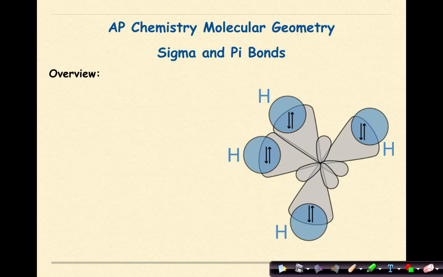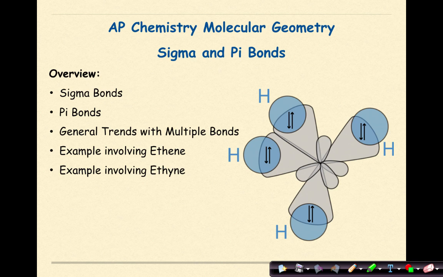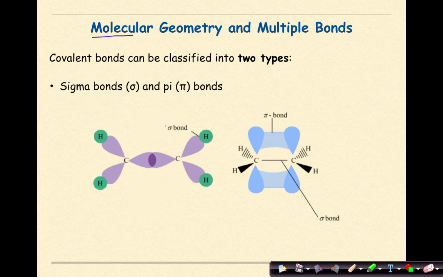AP Chemistry, Molecular Geometry, sigma and pi bonds. Specifically today what we're going to talk about are sigma bonds, pi bonds, general trends with multiple bonds, an example using ethene, and an example using ethyne. Molecular geometry and multiple bonds.